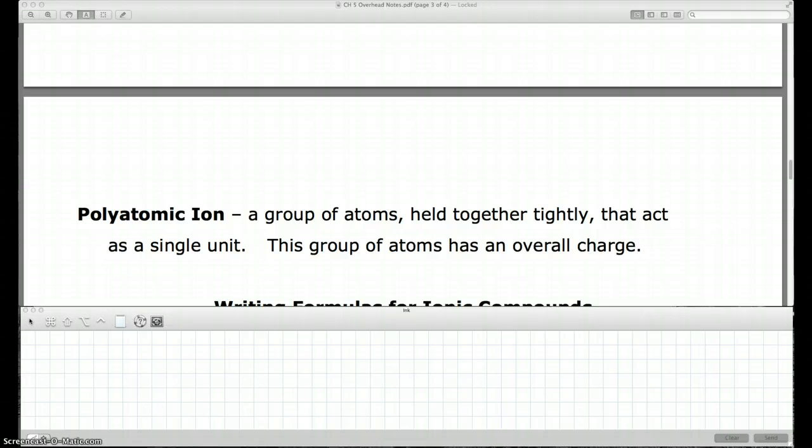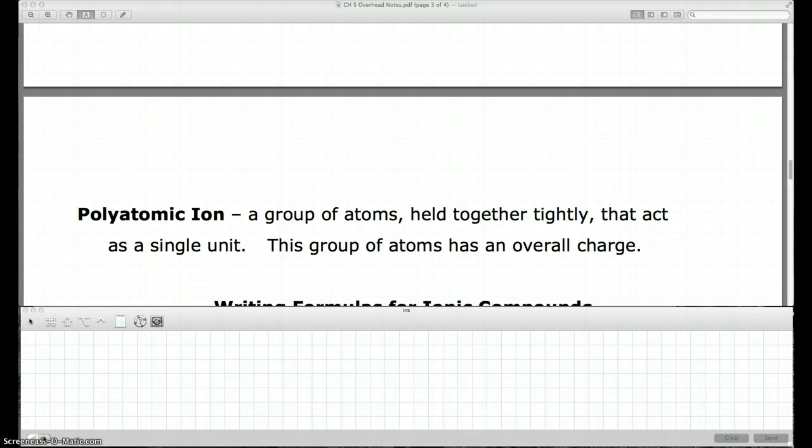I will give you a handout, and I'll put it up on the website, on the Moodle site. It's a list of polyatomic ions. You don't have to memorize them. It'll be another resource along with your periodic table that you'll be able to use on all your tests, your worksheets, and stuff like that. I will post that as soon as possible on the Moodle website.